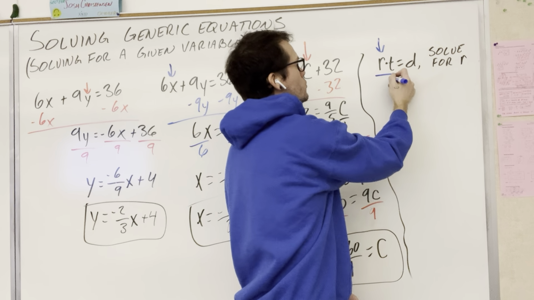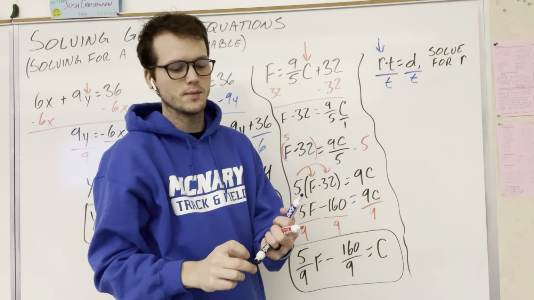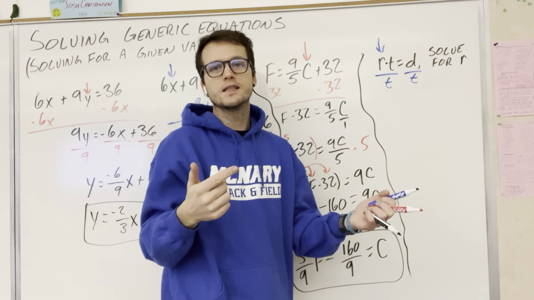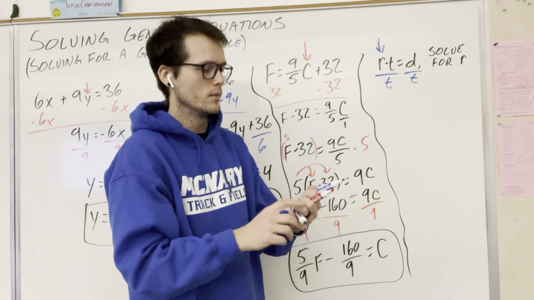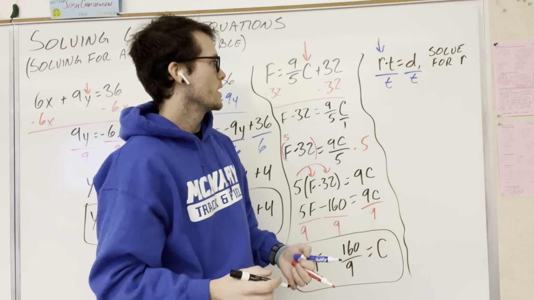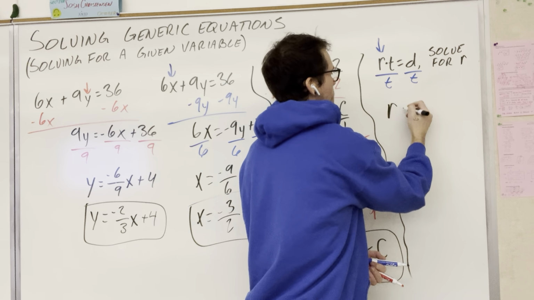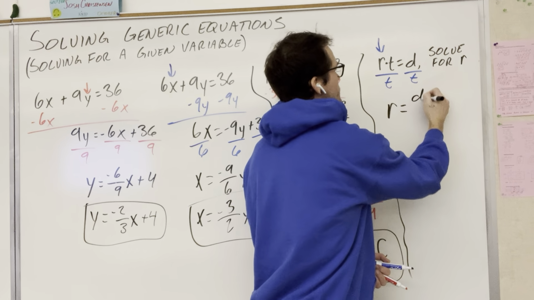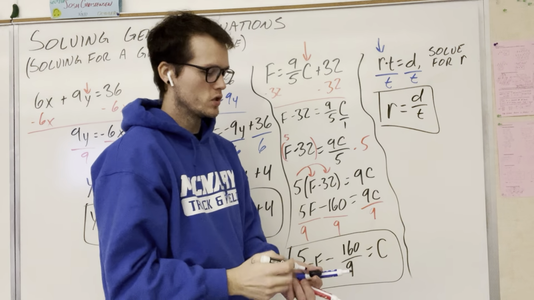I need to undo the multiplication by t. That just means I'm going to divide both sides by t. I don't know what t is in this context, but I know it's a number and I know what to do. I know I can do this with numbers. I can divide, multiply, add, subtract, whatever it is. So t divided by t is 1. 1 times r is r. So r equals d divided by t. So this was just a one-step equation.